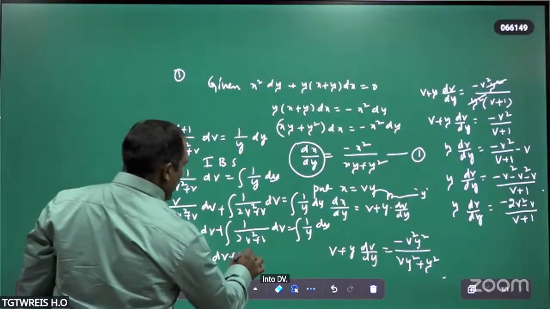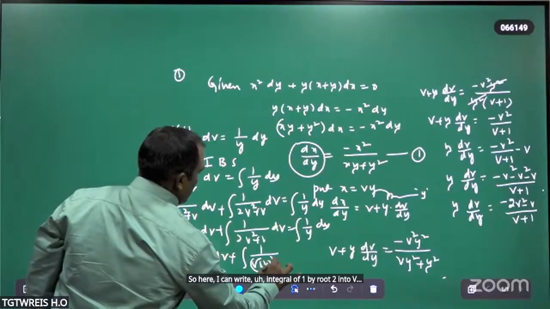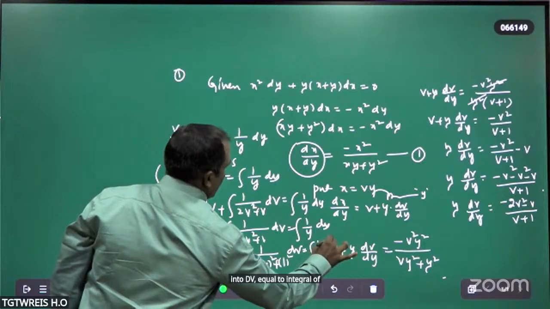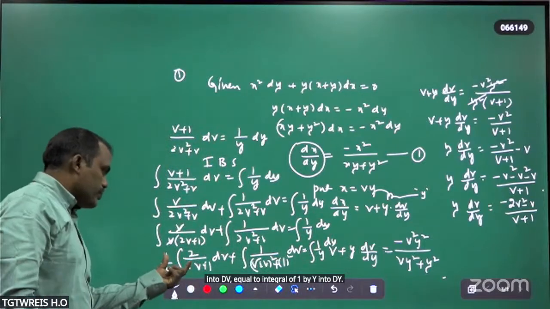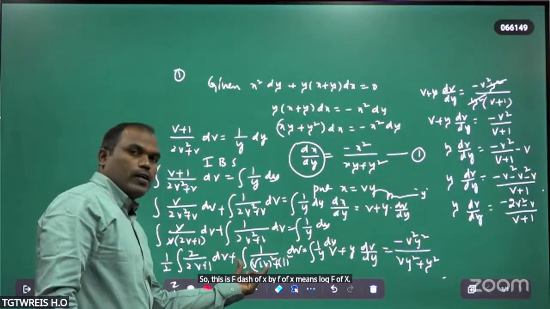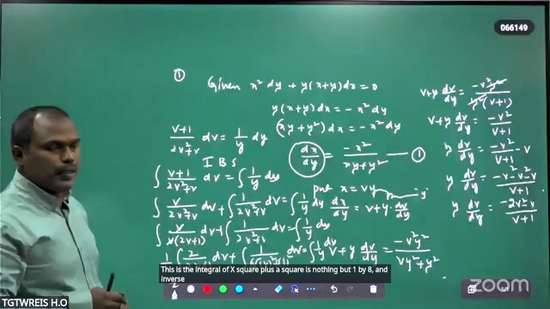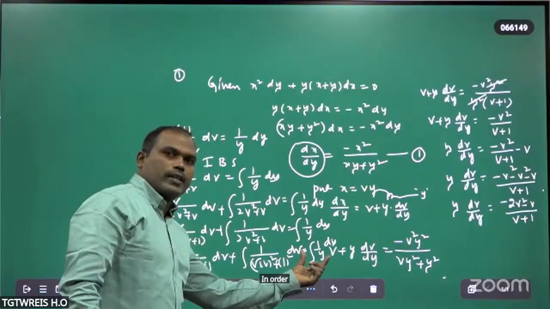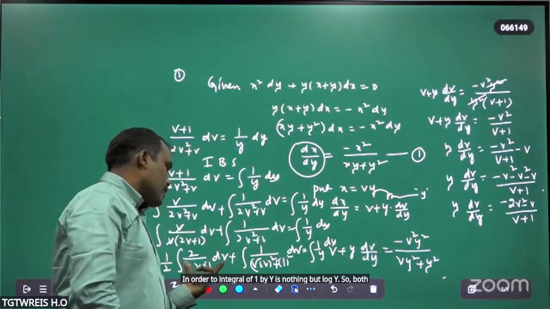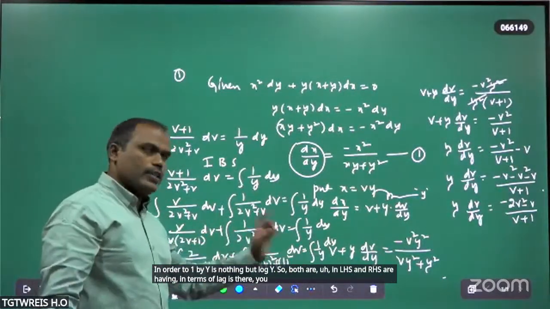So here I can write integral of 1 by root 2 into v whole square plus 1 square into dv equal to integral of 1 by y into dy. So this is f dash of x by f of x, which means log f of x. This is integral of 1 by x square plus a square, which is 1 by a tan inverse of x by a, plus c. In RHS the integral of 1 by y is nothing but log y. So both LHS and RHS are in terms of log. You can write c also as log c.